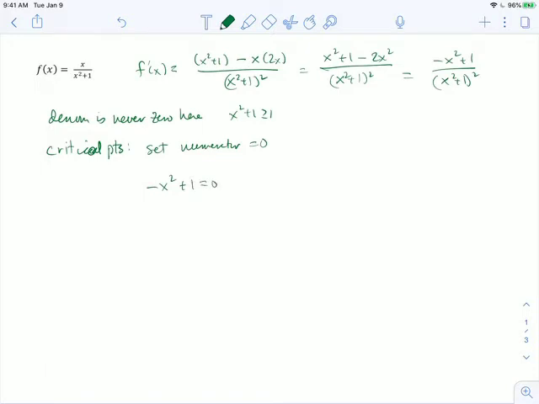I've got a couple of ways I can go about this. I could multiply through by negative 1, and then I recognize that this factors as x plus 1 times x minus 1. This might be a little bit safer than setting x squared equal to 1, because a lot of times I know students will forget about the negative square root that's involved. And so I get x equals negative 1 and x equals 1. And so those are my critical points here.